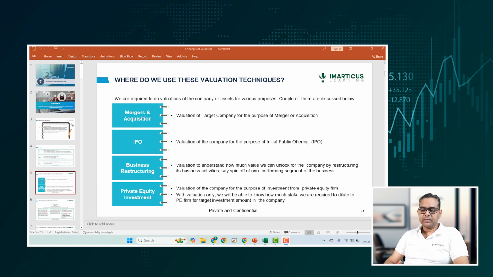Lastly, private equity investment. PE firms invest in small companies or startup growth stage companies. So they are also doing the valuation. Now the perspective can be a little bit different: we are investing in this company now, we will want to have an exit 5 years later, this is the growth we are expecting, and this is the multiple at which we plan to exit the company. So in such cases also they will do valuation.